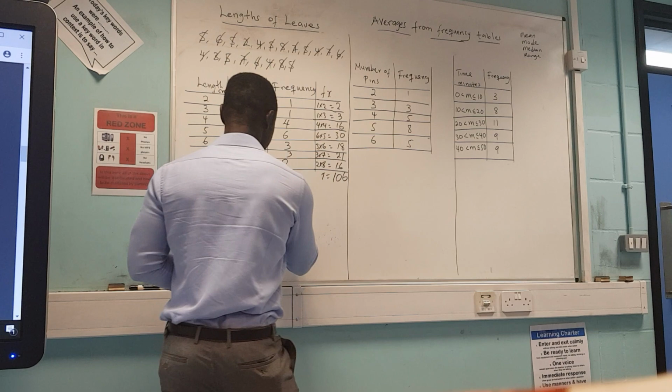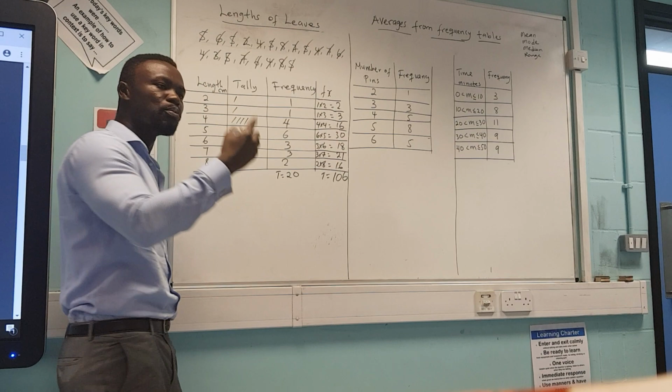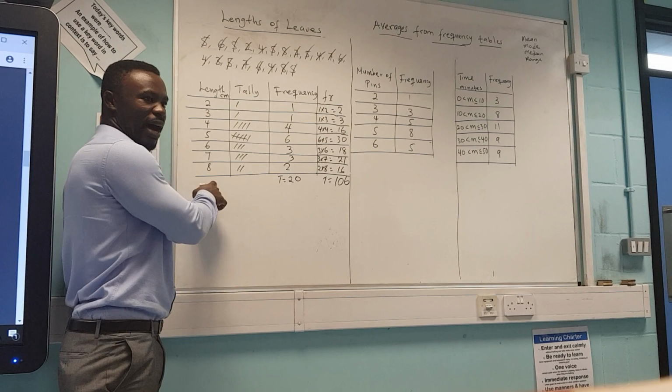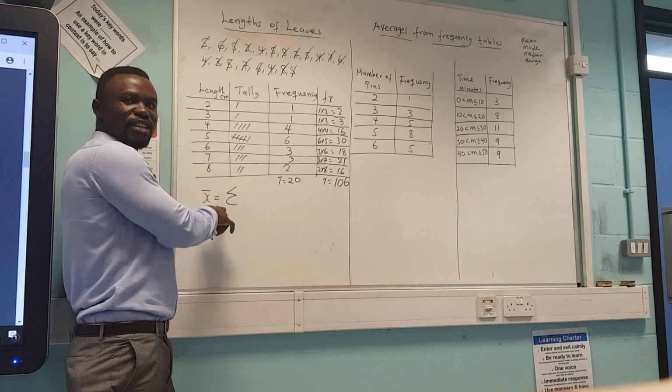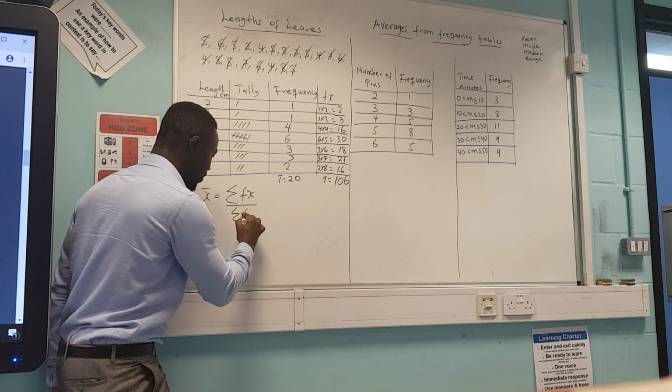So if we want to find the mean, in books, they give you the mean. In maths, we put it like this: X with a bar, or whatever they use. If they use L, it becomes L with a bar. The bar means the mean. Then they will write the formula as this. You will see this sign in your textbooks. Then they will put f of x over f.